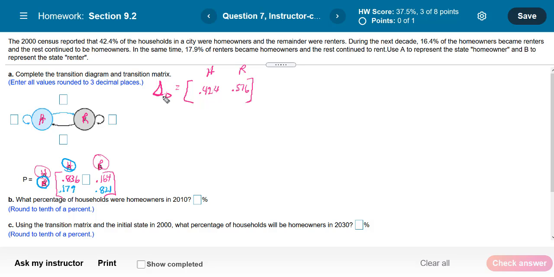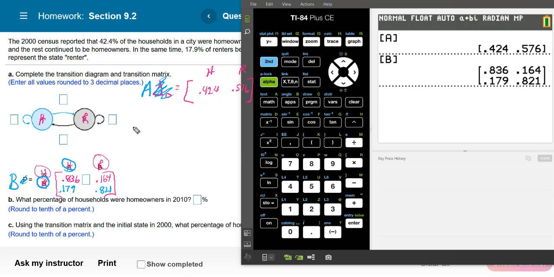In my calculator, I'm going to use an A and a B for those two. Now I'll type those into my calculator. So after entering the initial state matrix and the transition matrix as A and B respectively in my calculator, we're prepared to answer the questions.